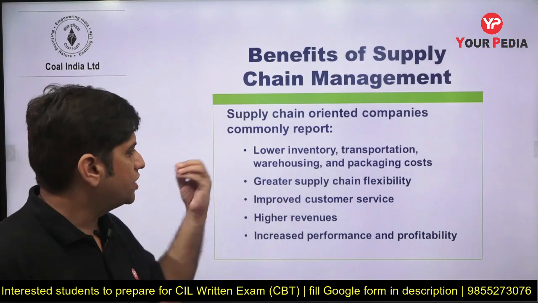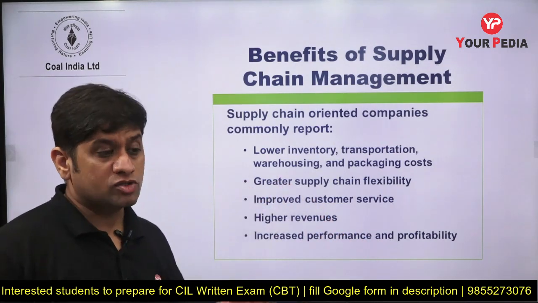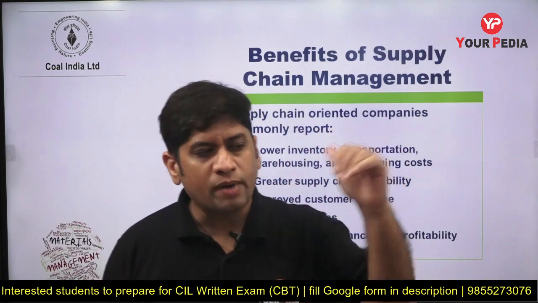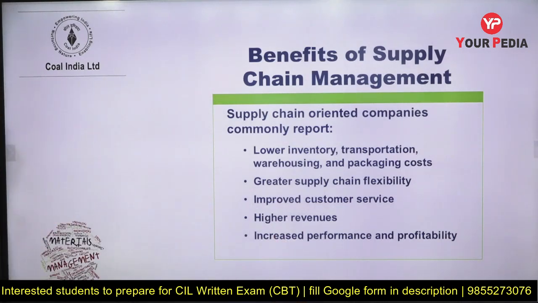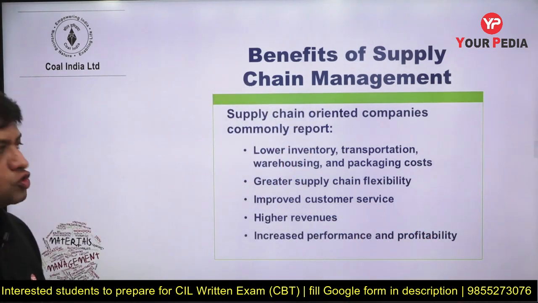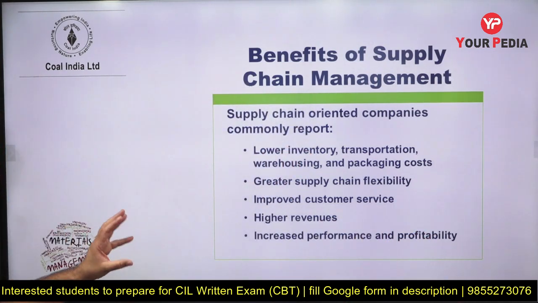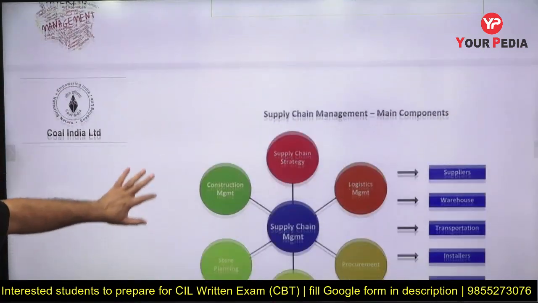Transportation should be effective, warehousing should be effective, packaging cost should be reduced. Think of Amazon, its profit will go in millions if the packaging cost is reduced. So if you make packaging more effective, flexibility should be there in the supply chain, customer service should be better, revenue should increase, performance and profitability at the end should increase. So the ultimate objective of any organization is to increase profitability. That is something which is to be done.